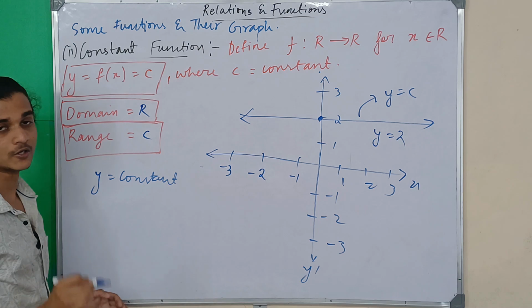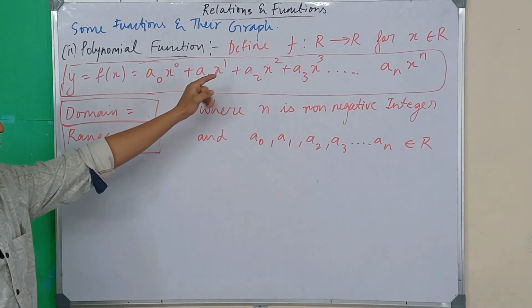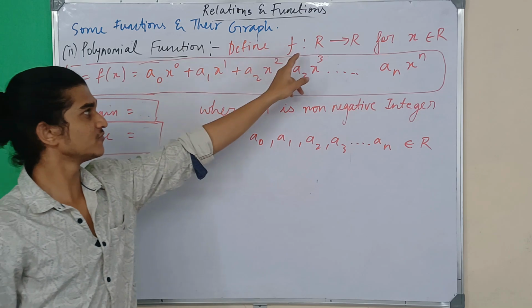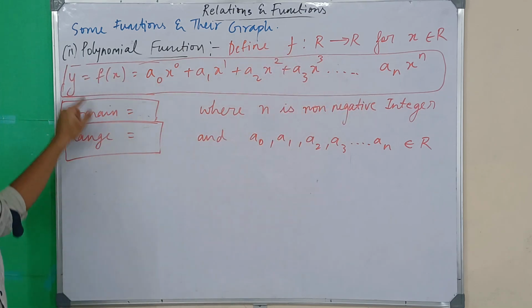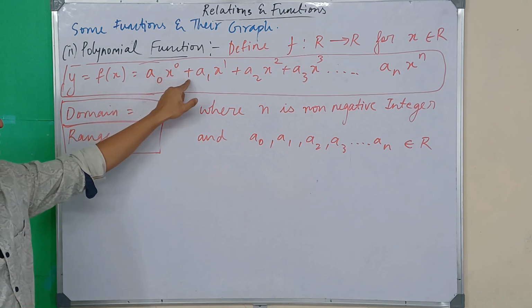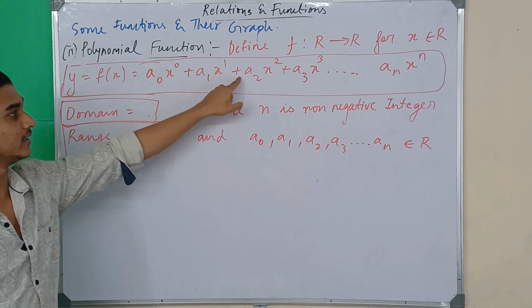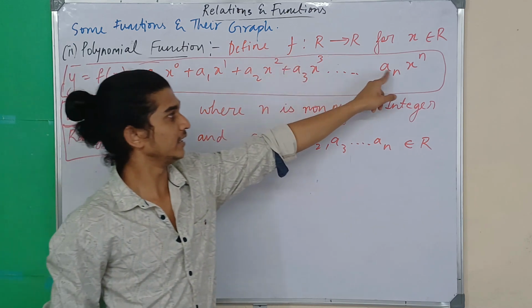So this was about constant function. Now the next type of function is polynomial function. This is defined as a function from R to R, for every x belonging to real numbers, we have y equal to f of x equal to a0 x^0 plus a1 x^1, a2 x^2 plus a3 x^3, and so on, an x^n.